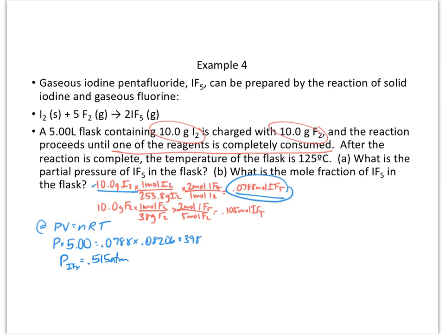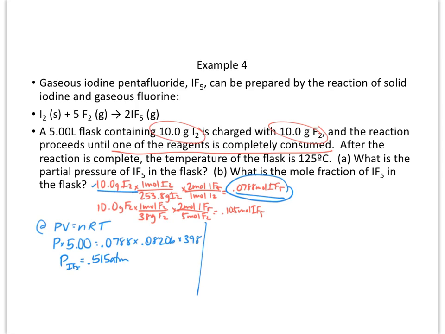When you're doing AP problems, they will tell you what unit to use, either in the context of the problem, or the question will say, what's the pressure in atmospheres, so you know what to deal with for your R value. Now, for part B, it says what's the mole fraction of IF5 in the flask?